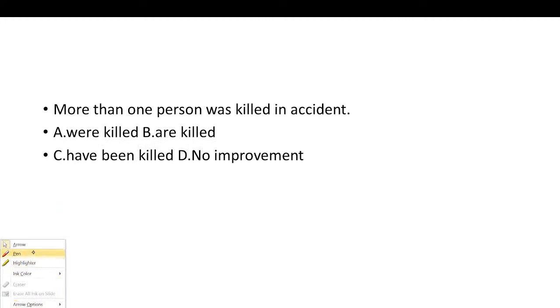Can you answer this question? More than one person means plural. Plural means subject verb agreement. If singular person, singular verb. If the subject is plural, the verb is also plural. Not was, were. Comment your answer.